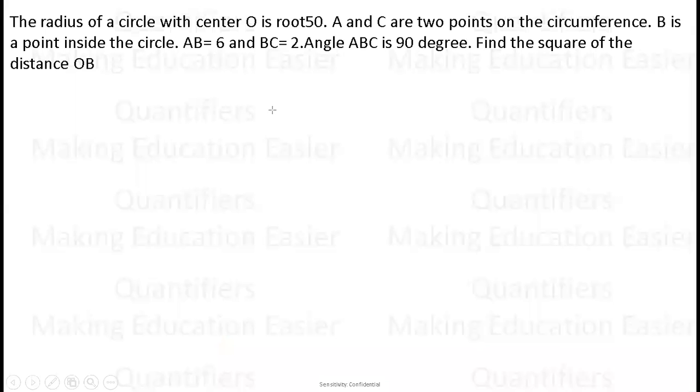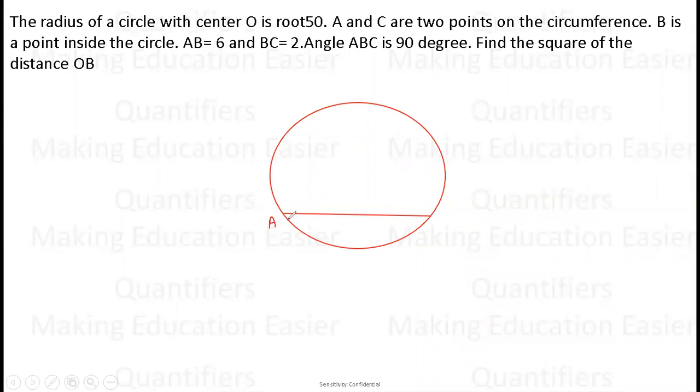So let me draw a circle first. And now it is given that 2 points are lying on the circle. So let's say 2 points, A and C. They are lying on the circumference. B is a point inside the circle. So let's say B is somewhere here.